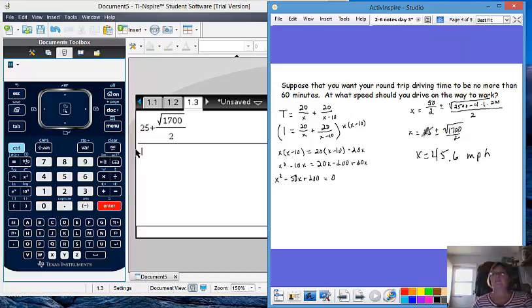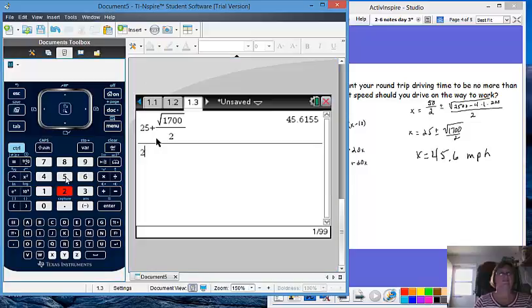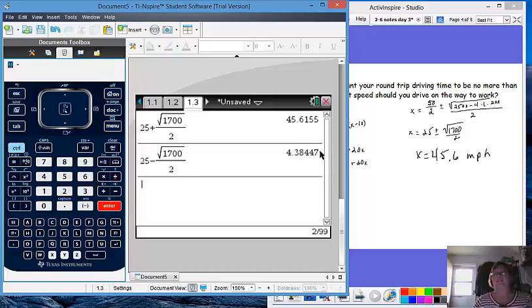We also have to do the subtraction here. Technically, if we're solving the quadratic formula, there should be 2 speeds that we come up with. So I want to go back to my calculator and tell it to do the same thing, only this time subtract. 25 minus root 1700 over 2. That's saying 4 miles per hour. Ladies and gentlemen, I'm pretty sure that that is an extraneous root. That's not going to help us, okay?